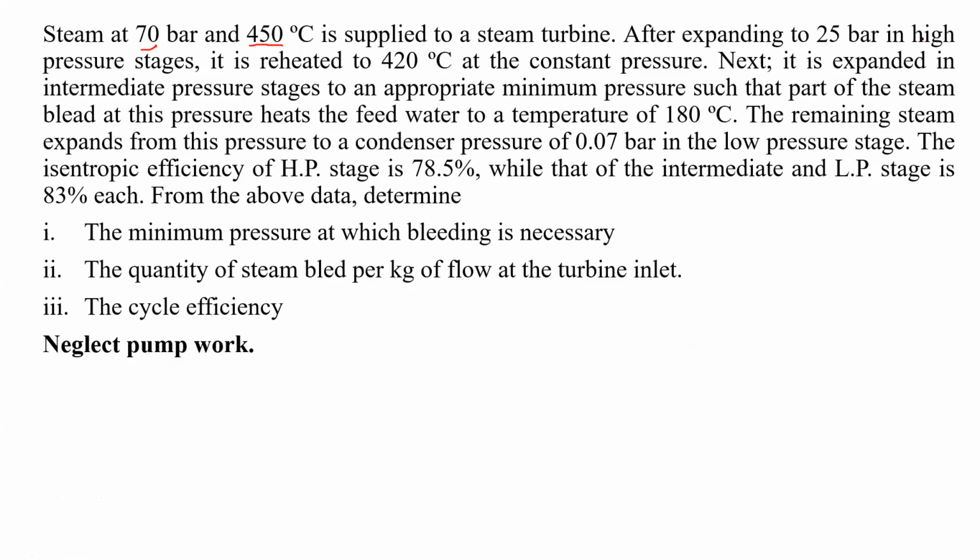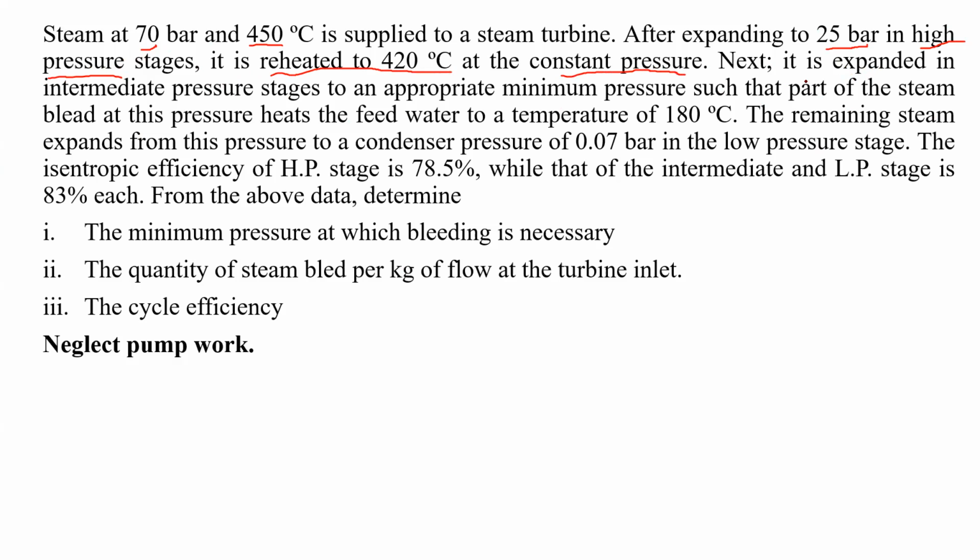After the expansion happens in the high pressure stage, that means initially we have a high pressure turbine. In that high pressure turbine, we have the expansion. The 70 bar steam is expanded up to 25 bar in the high pressure turbine. Then it is reheated to 420 degrees centigrade at this constant pressure. The reheating process happens up to 420 degrees centigrade at this particular constant pressure.